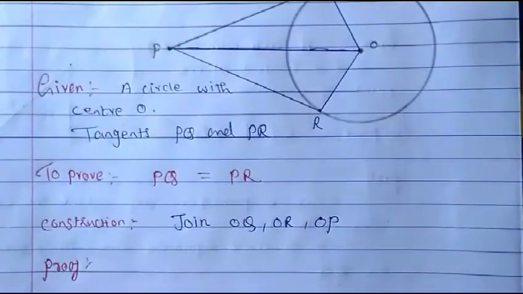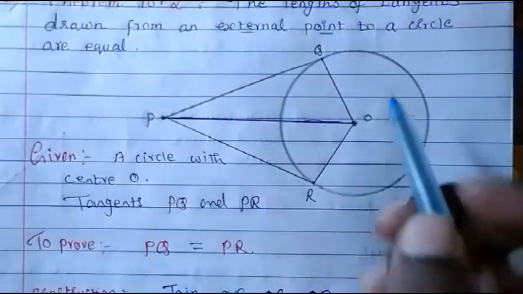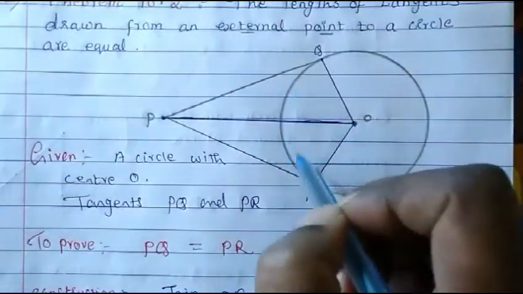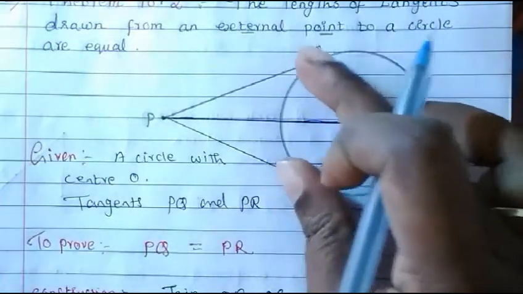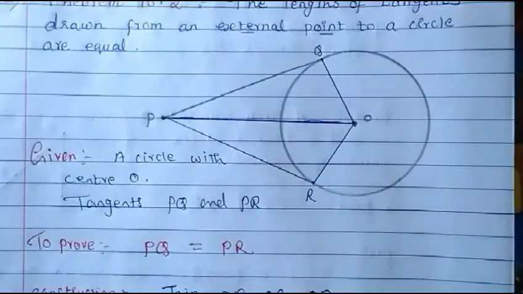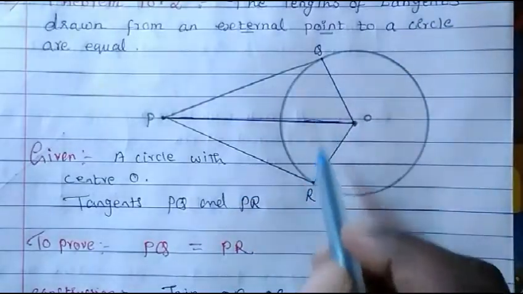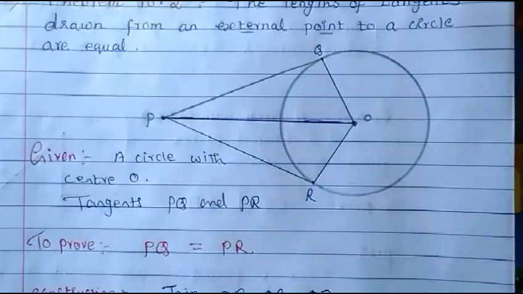So, proof. Now to prove that, we have two triangles here. We will prove both are congruent to each other. So if they are congruent, then automatically these two sides become equal by CPCT of the congruent triangles. So that's what we are going to do. So let's take these two triangles.